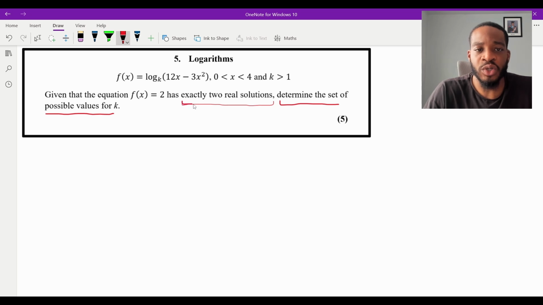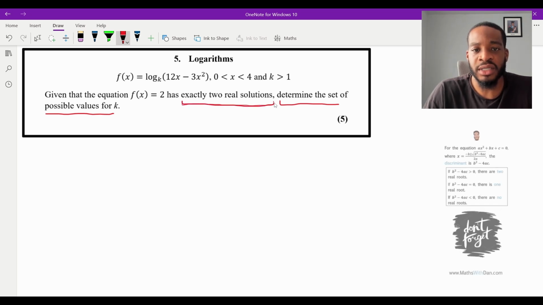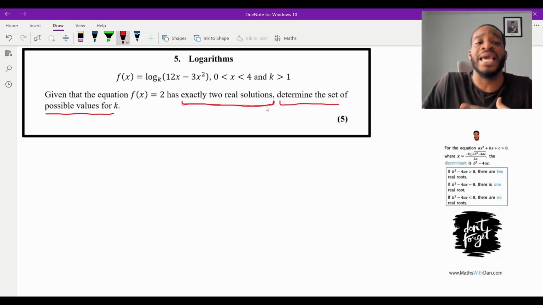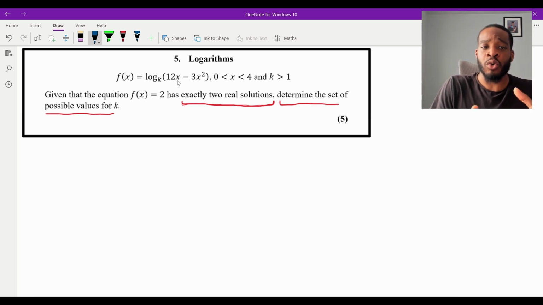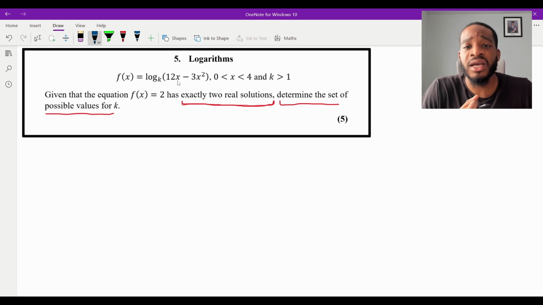Now, this type of language comes up when you're dealing with the discriminant, isn't it? Two real solutions, k, that should come into your head. Also, the argument of the log is a quadratic as well, so that is something to think about. Another thing is it says determine the set of possible values for k. How do you determine the set of values of a variable? Well, you're just going to be solving an inequality. So you need to solve an inequality and maybe form a quadratic expression where you can find the discriminant.